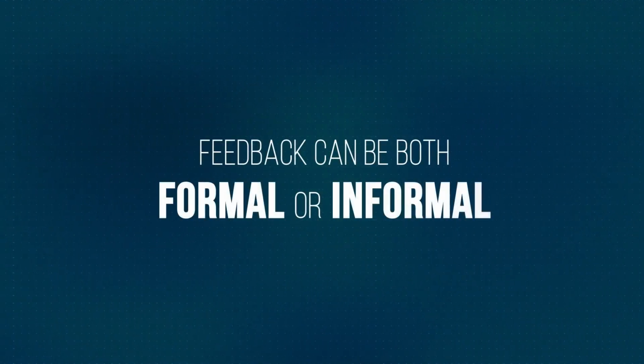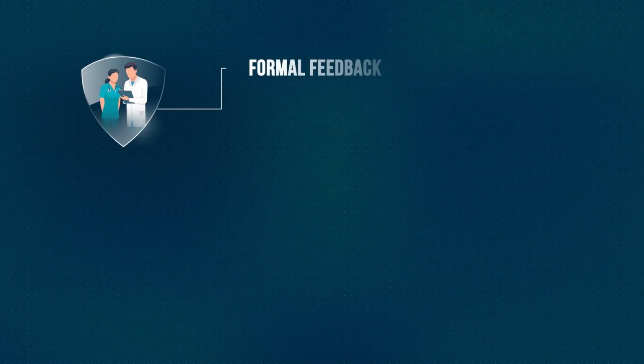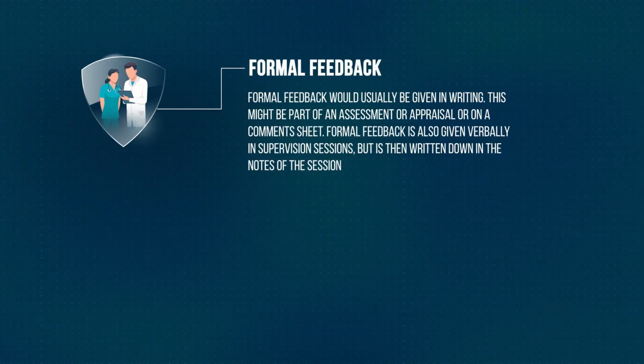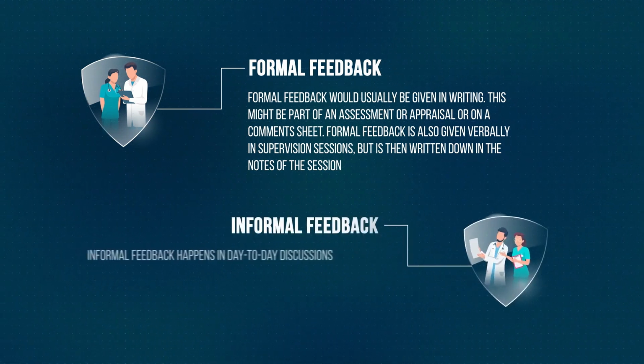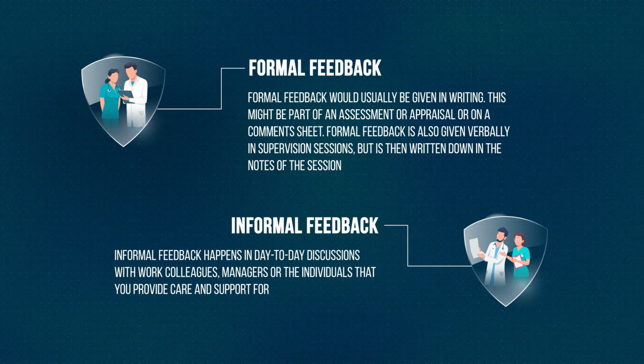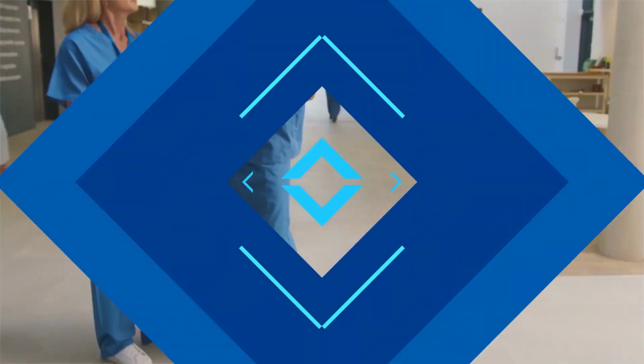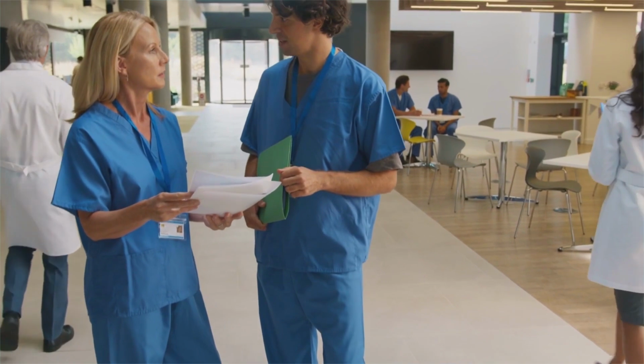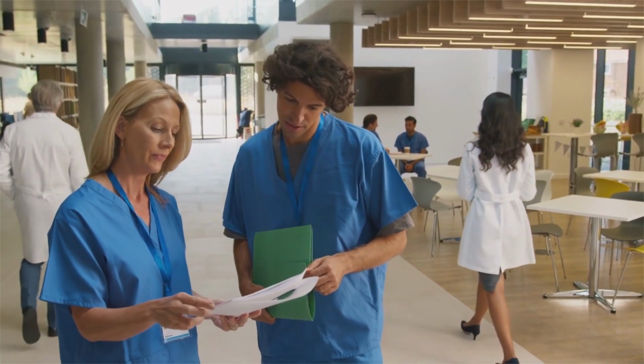Feedback can be both formal or informal. Formal feedback would usually be given in writing. This might be part of an assessment or appraisal or on a comment sheet. Formal feedback is also given verbally in supervision sessions, but is then written down in the notes of the session. On the other hand, informal feedback happens in day-to-day discussions with work colleagues, managers, or the individuals that you provide care and support for.